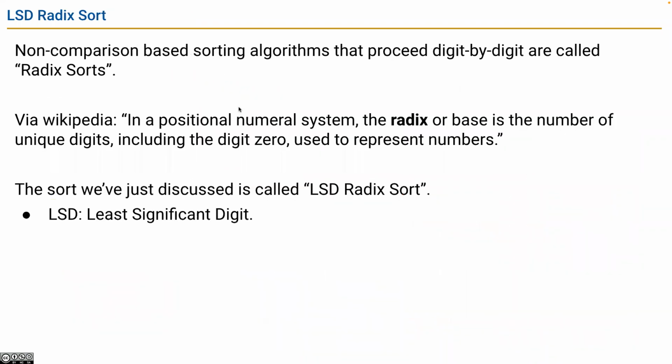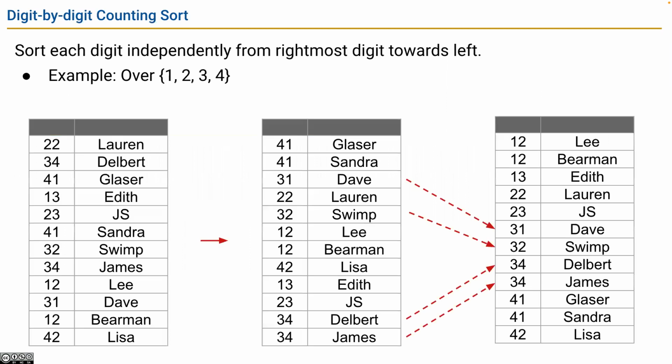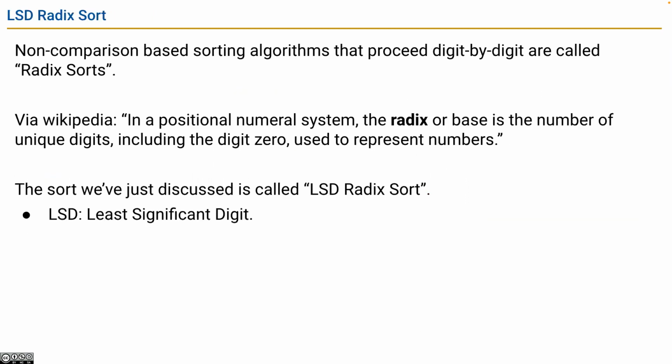Now, this approach where you combine a digit by digit sort with a counting sort is such a special combination that it's got a special name called a radix sort. Now, radix is a term, and I just took the Wikipedia definition. If you have a positional numeral system, like Arabic numerals, the radix is the number of unique digits. So with numbers, it's 10. The radix here is 4.